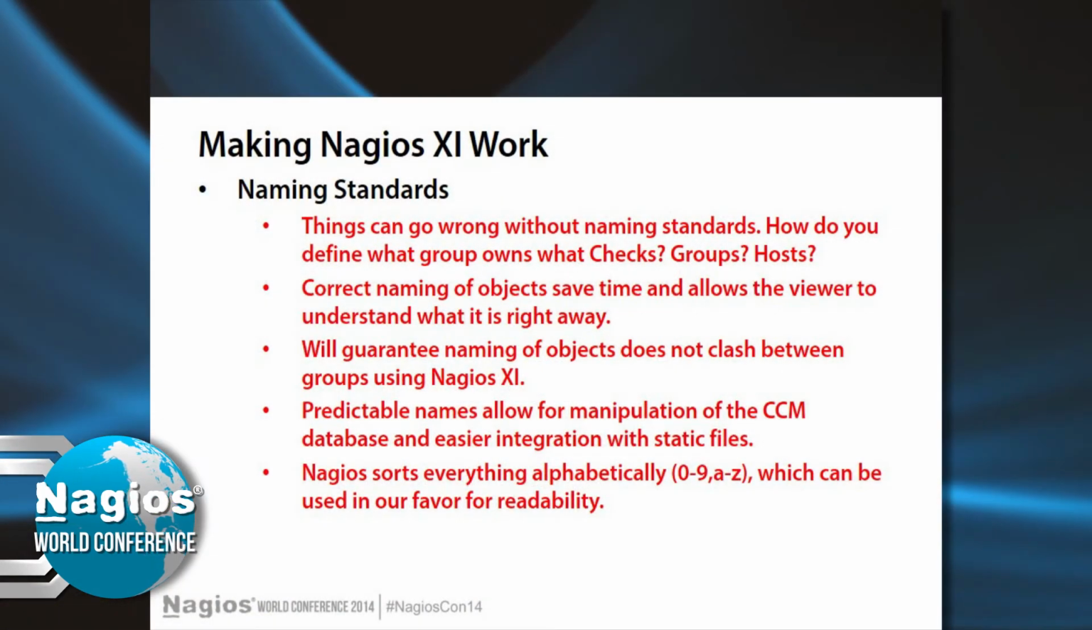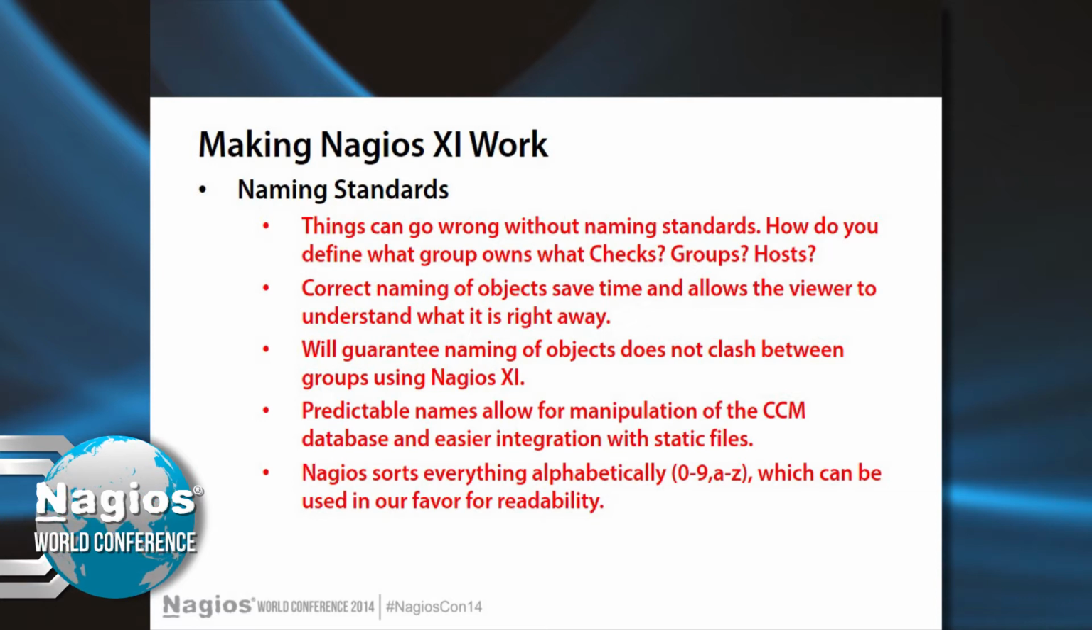The other thing that we had to do to make Nagios XI work for empowering our developers was naming standards. If you just give a bunch of people access to Nagios, they all name things differently. Like I might name a disk check something, and you might name a disk check hard drive check. It's inherent with how people think. So how do you get around this? How do you get people to name stuff in a uniform way across the board? You come up with naming standards.